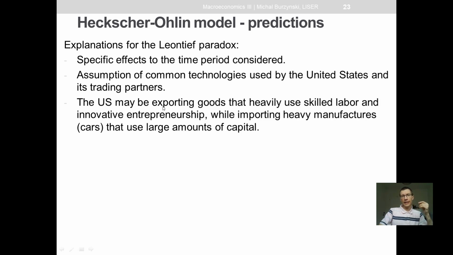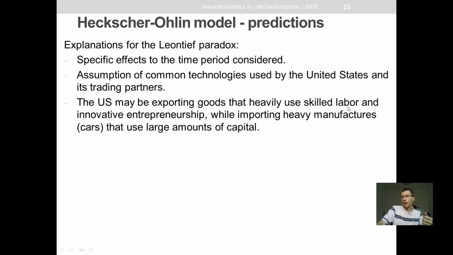Maybe the United States is exporting goods that heavily use skilled labor, innovation, entrepreneurship, while it imports those goods which are heavy manufacturers goods, cars, for example, which use large amounts of capital, which means that, well, maybe the factors of production that we are thinking about in terms of the production function are not as precise as we should make them to be able to properly describe international trade patterns. Maybe just dividing factors into labor and capital is not enough. Maybe there are different types of labor, and this is actually the case. This is what this explanation tells you.